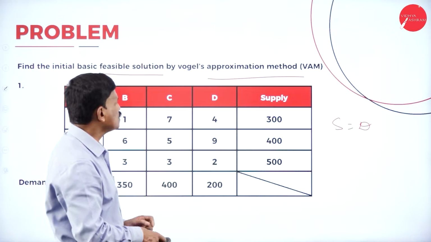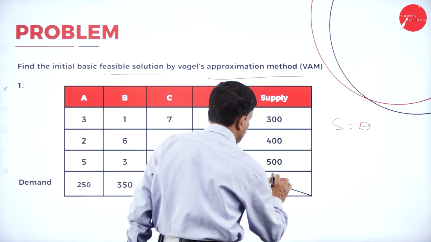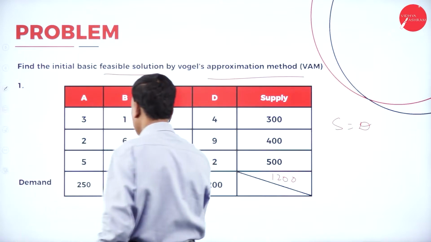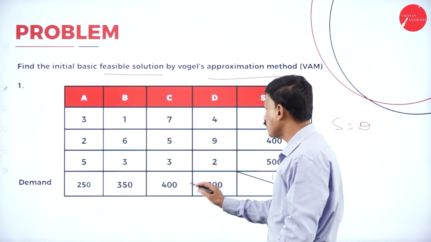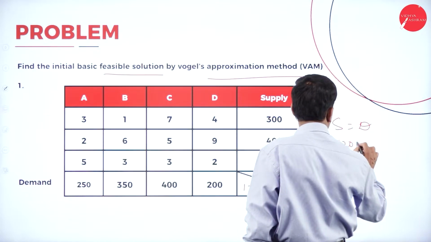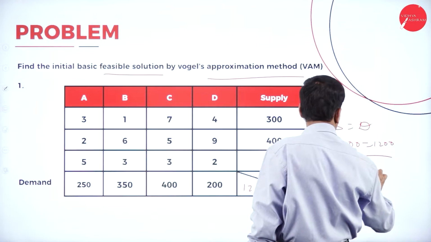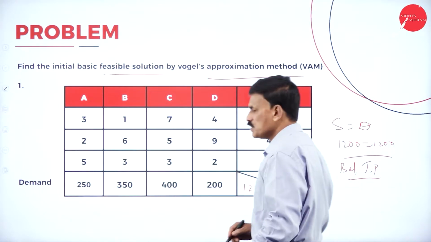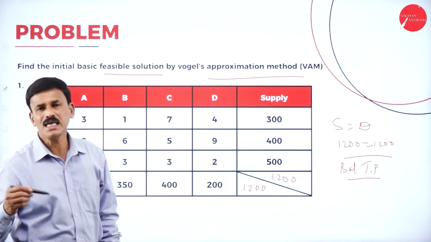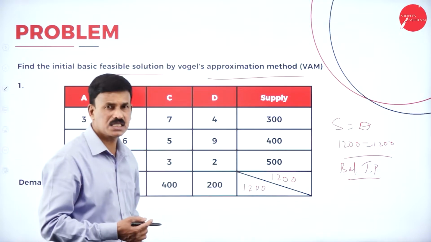Now, just add this. 500 plus 400 is 900, plus 300 is 1200. Here also, 250 plus 350 is 600, plus 400 is 1000, plus 200 is 1200. So 1200 is equal to 1200. Therefore, this is a balanced transportation problem. Your supply is equal to demand. Now, just go to the next step.